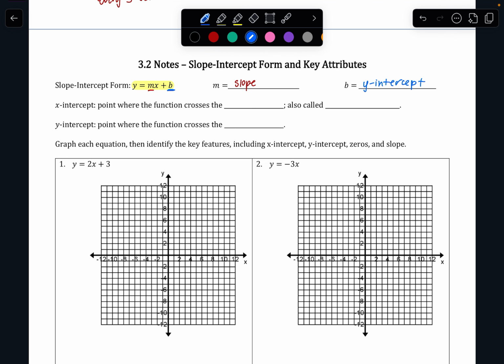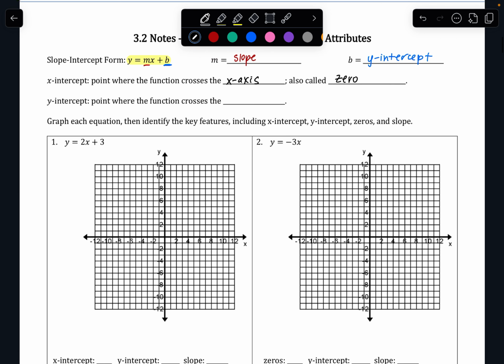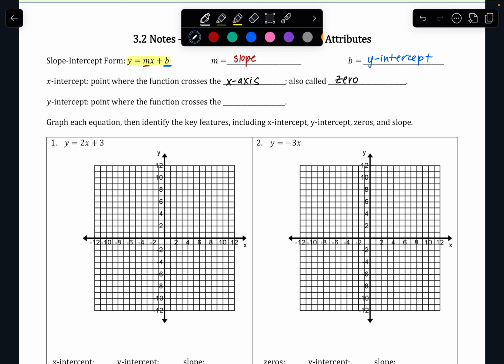The x-intercept is the point where the function crosses the x-axis, also called a zero. There's other names that we'll talk about later in the year, but for now you need to know it is an x-intercept and also called a zero. Those are interchangeable. They mean the exact same thing. And a y-intercept is where the function crosses the y-axis.